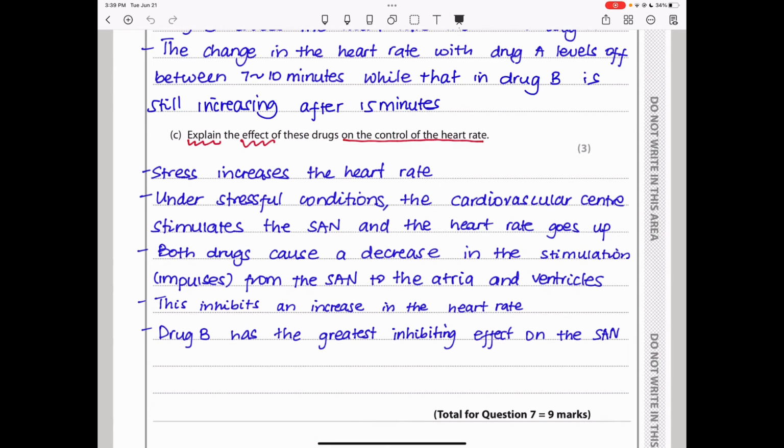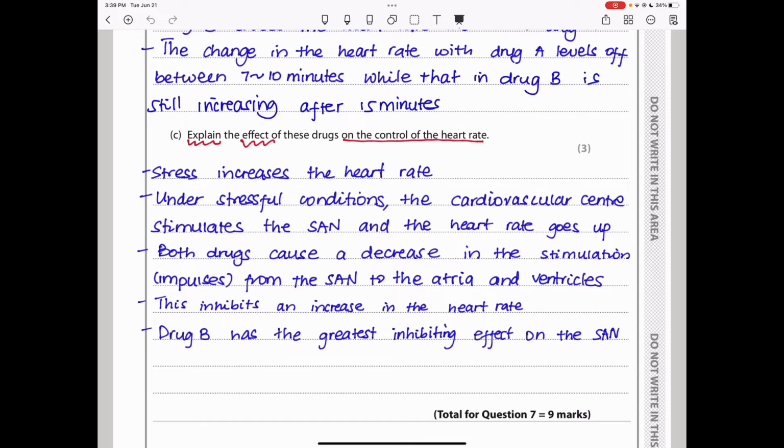The last part of question 7 says, explain the effect of these drugs on the control of the heart rate. So since we know that the stressful situation that the rats experienced caused their heart rates to increase, so stress increases the heart rate, and when this occurs, the brain is going to send impulses from the cardiovascular center to the sinoatrial node in the heart, and this is going to cause the heart rate to increase or to go up.